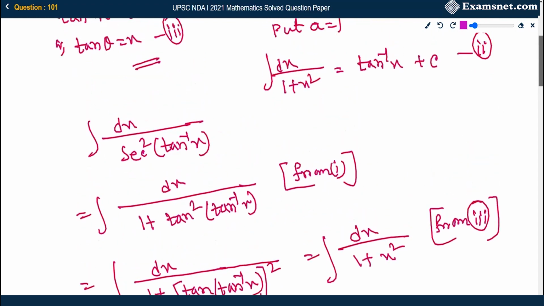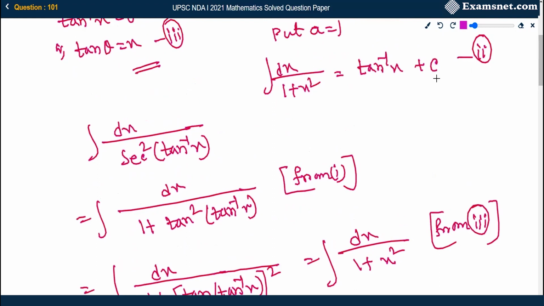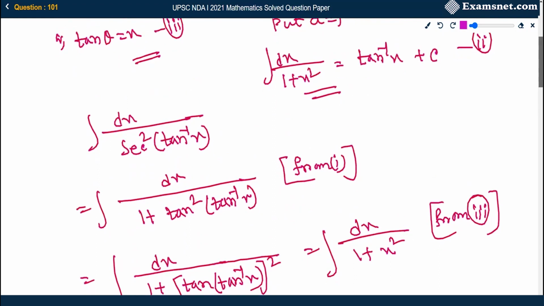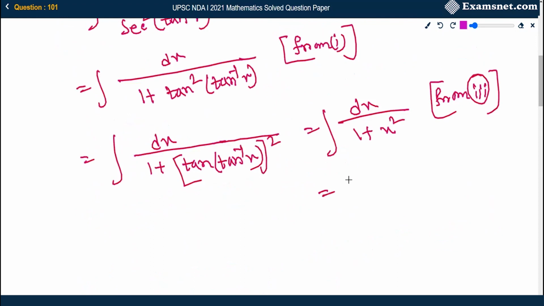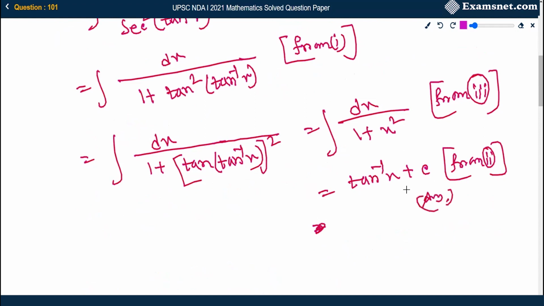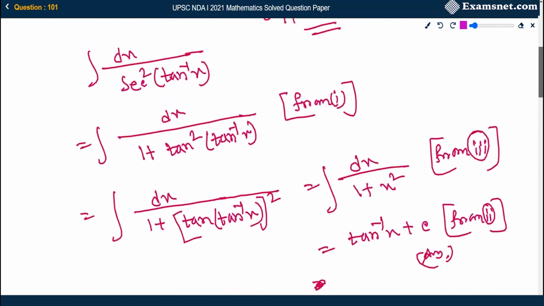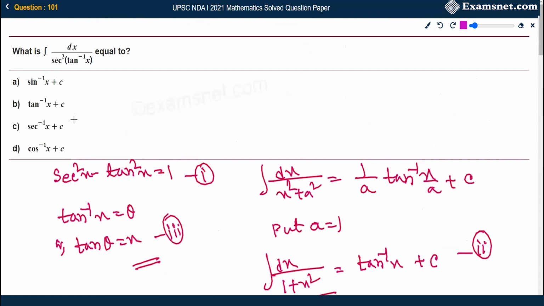Now look here, 2, I have already got this expression. So from 2, I can write the value of the integration will be tan inverse x plus c, from the second formula. So remember tan inverse x. Yes, I have already got the final answer. We got it: tan inverse x plus c. So option B is the correct one.